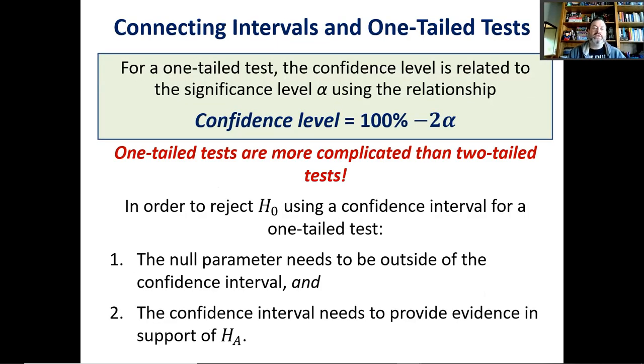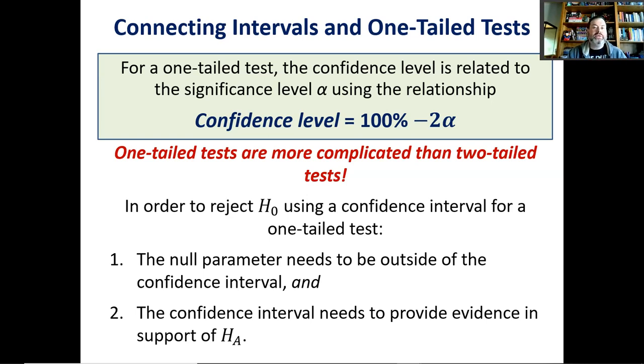Now, what if we have a one-tailed test? So the relationship is slightly more complicated. And the reason is that a one-tailed test only looks on one side of the null parameter, right? And it ignores everything on the other side. But a confidence interval always has two sides.